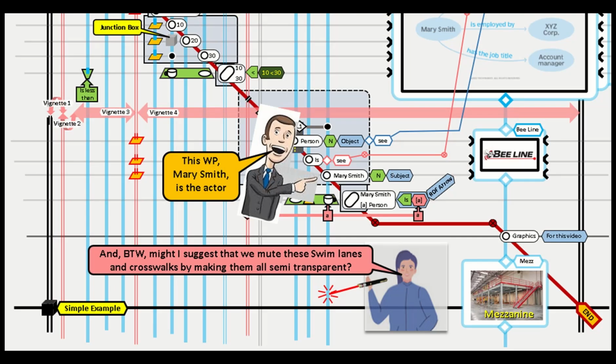By the way, may I suggest that we mute all these swim lanes and crosswalks by making them semi-transparent? Great idea, Kimberly. I love it.